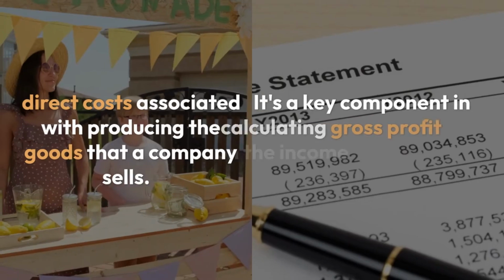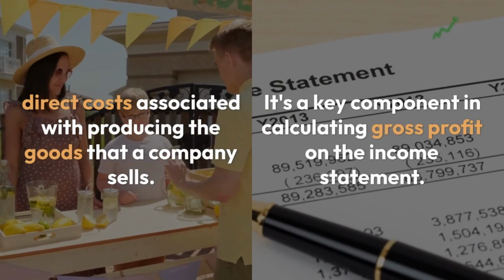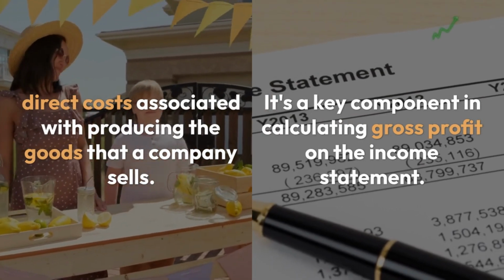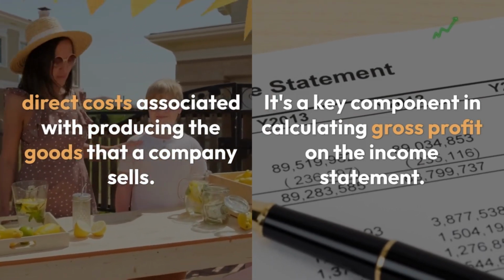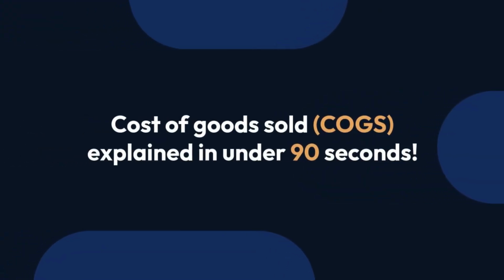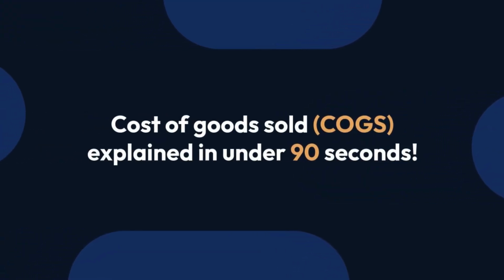So, to summarize, cost of goods sold includes the direct costs associated with producing the goods that a company sells. It's a key component in calculating gross profit on the income statement. There you have it, cost of goods sold explained in under 90 seconds.